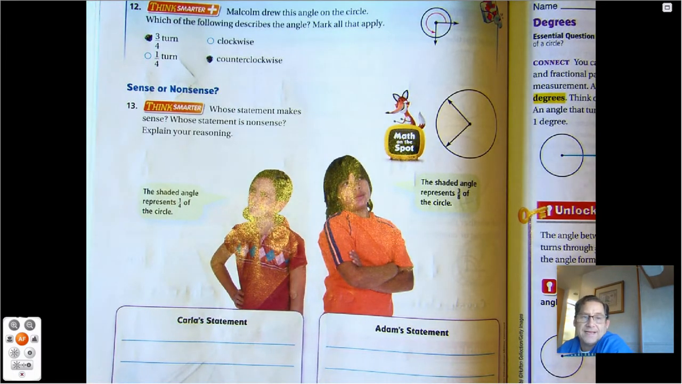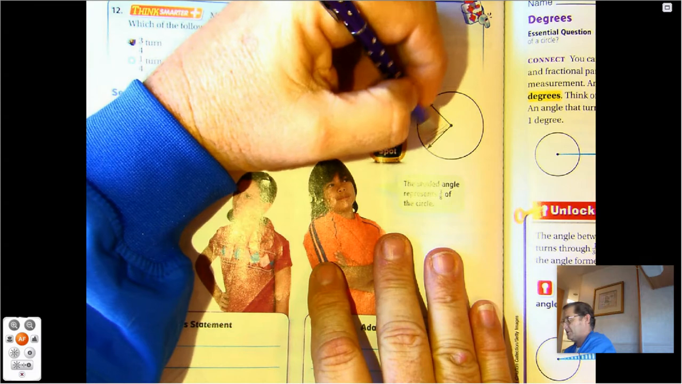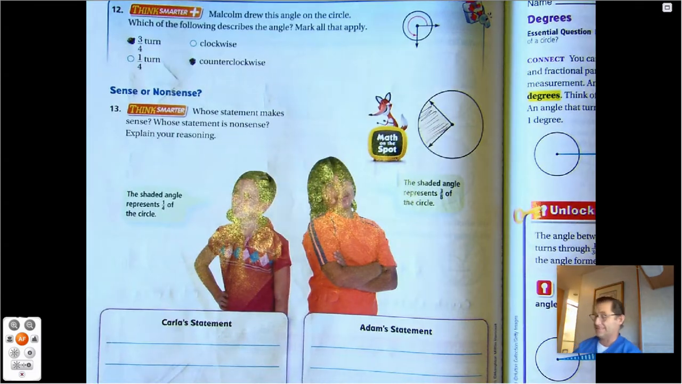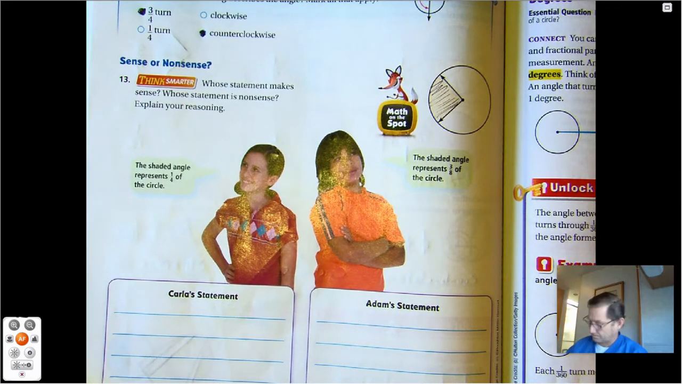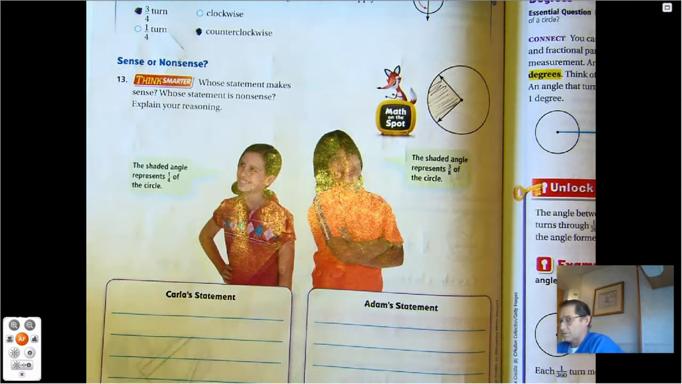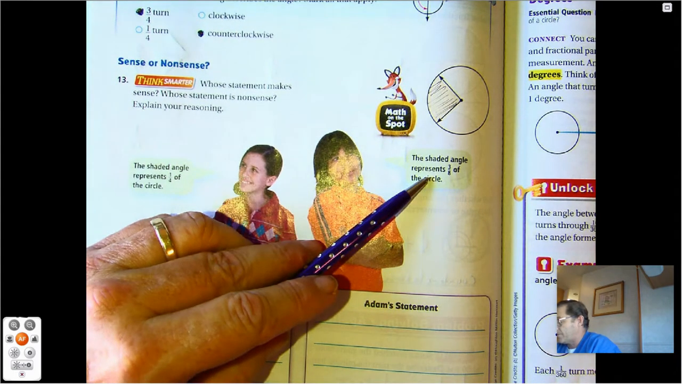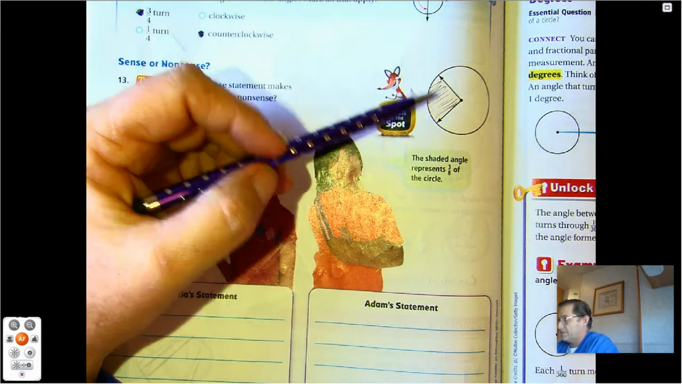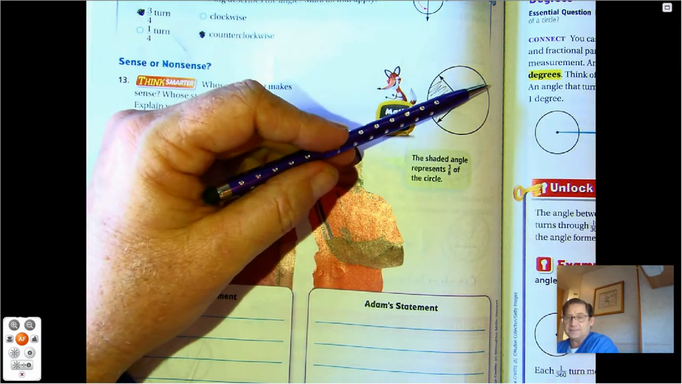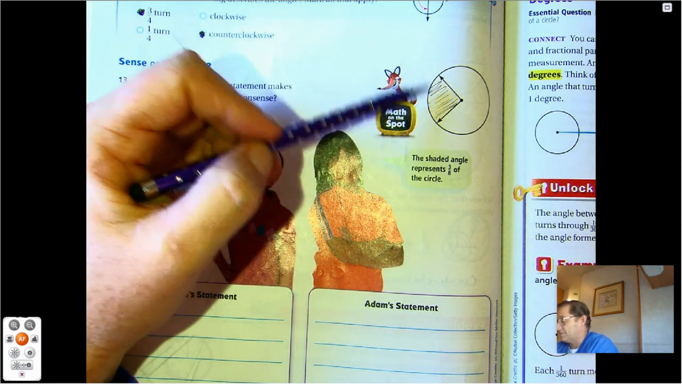Whose statement makes sense? Whose statement is nonsense? The shaded angle represents 1/4 of the circle. So this is the shaded angle. Okay, that's definitely 1/4 of the circle. The shaded angle represents 3/8 of the circle. No, because it's not going to take 8 of these pieces to go around the circle.